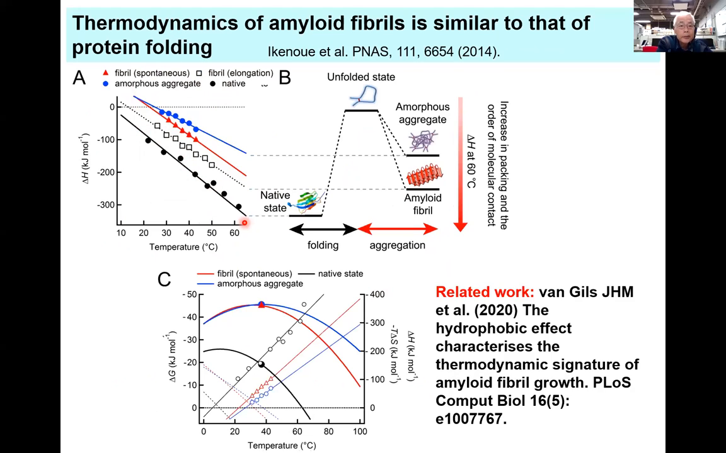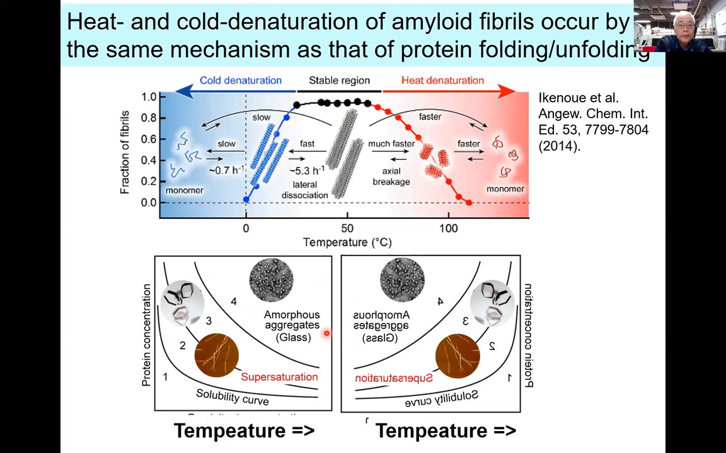Based on these results, we can do the thermodynamics of protein folding as well as amyloid formation. And the fact indicates that, like the case of protein cold denaturation, the amyloid may cold denature as well as heat denature. And indeed, we observe cold denaturation, which is most clearly shown by alpha-synuclein, but the same may be true for other amyloid fibers.